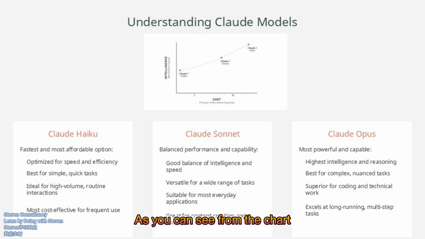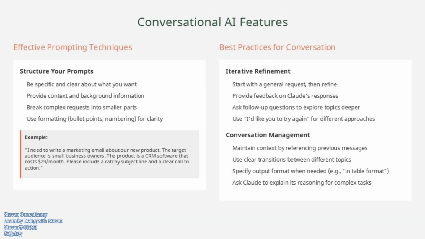As you can see from the chart, as the intelligence and benchmark scores increase from Haiku to Sonnet to Opus, the cost per million tokens also increases. Now let's talk about how to interact with Claude effectively. The key is in your prompting.